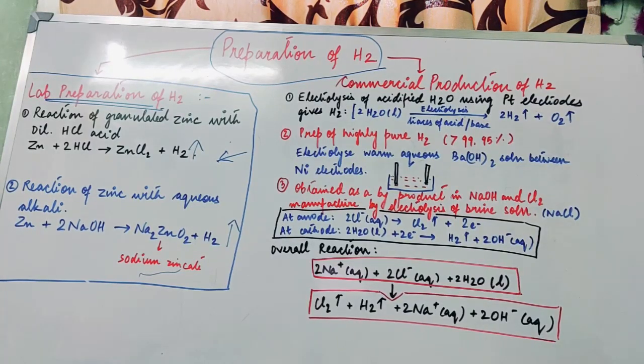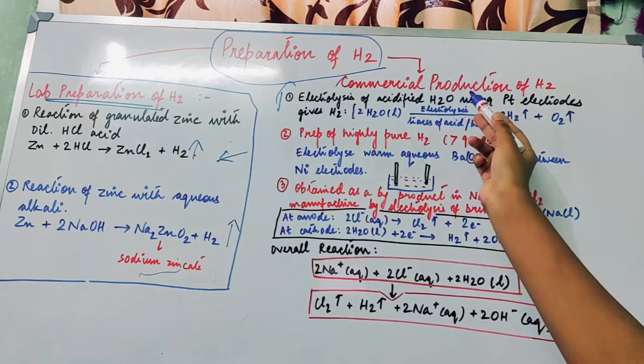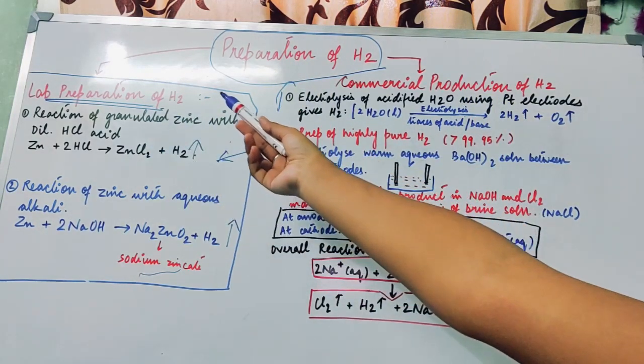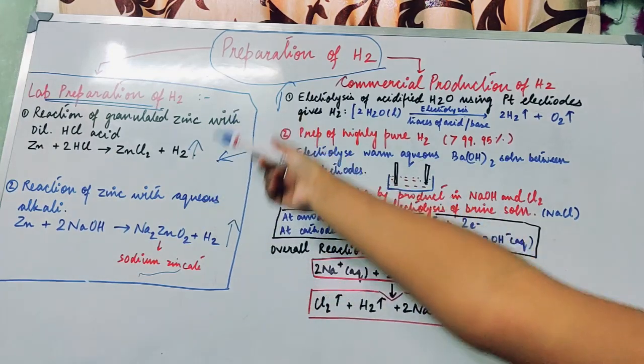Today we'll be looking into the preparation of hydrogen, laboratory preparation of hydrogen and commercial production of hydrogen, two methods respectively. Laboratory preparation of hydrogen has two methods.